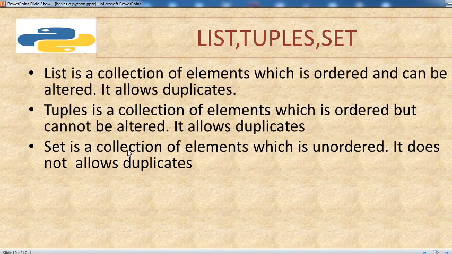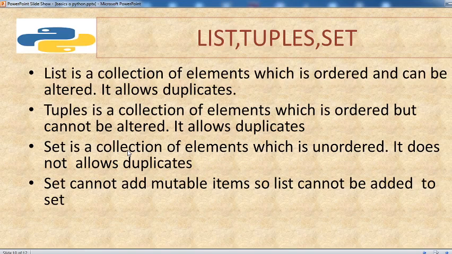Now, to a set, can you add a list? You cannot add a list, but you can add a tuple. I'll repeat again. To a set you can add a tuple, but you cannot add a list. Why can you not add a list? Because a list is changeable. Now, to a tuple you can add a list, and you can change only the list, but the remaining elements of the tuple you cannot change. Let us see the example of this.